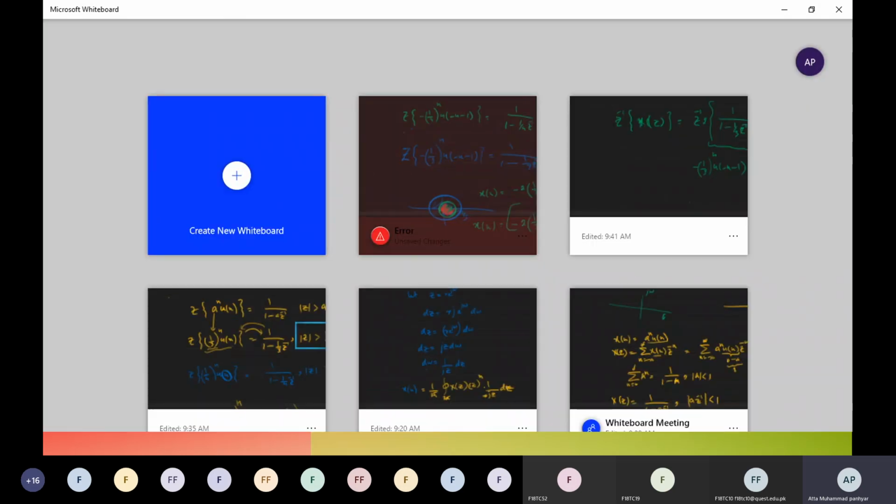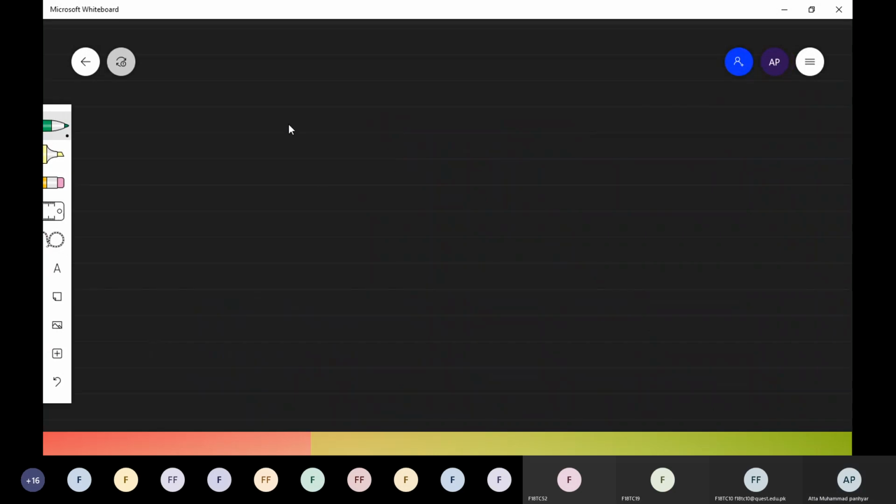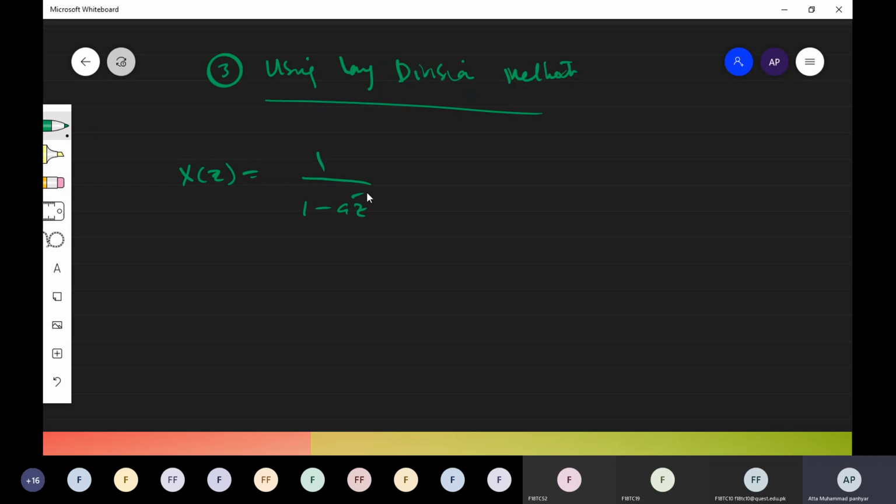Now last but not least, the third method is using long division. The long division method says, for example, if we have a signal x of z equal to 1 over 1 minus a z inverse, given that the region of convergence is z greater than a, right?